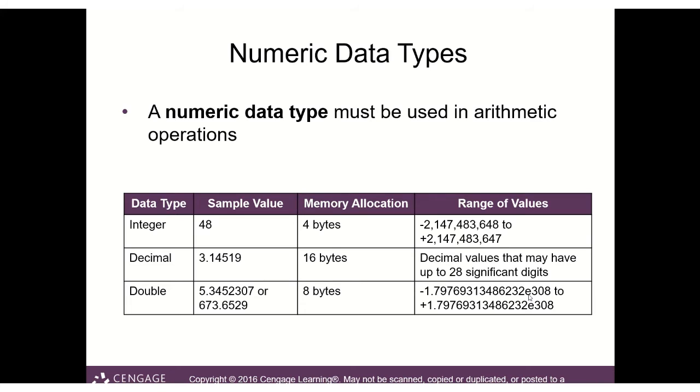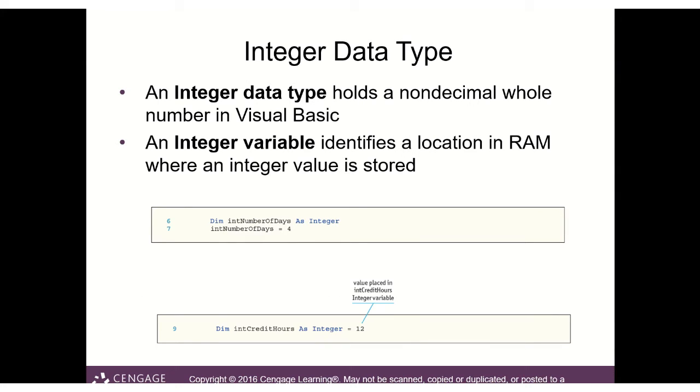Basically, you see a range up to 10 to the power 308, so it's a very large range. An integer data type holds a non-decimal whole number, the natural numbers 1, 2, 3, 4, 5, let us say. In Visual Basic, an integer variable identifies a location in RAM where the integer value is stored. So this is the way you define an integer. Dim again is a way to declare a variable in Visual Basic. You write the identifier, then the As keyword, and then you put Integer. That says that this is an integer variable.